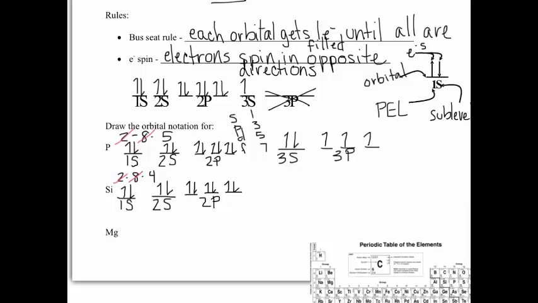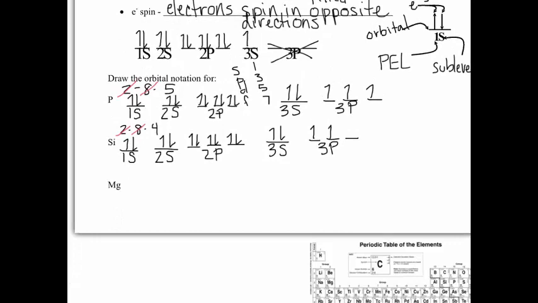I need to move on to the third. We always start with S, which has 1 orbital and can fit 2 electrons. I still have 2 more to place since I started with 4, so I'm going to move on to P, which has 3 orbitals. Even when you know you're not going to use all 3 orbitals, make sure you draw all 3. So we have 2 more to place, so this is 3 and 4. And that's how you draw it for silicon.